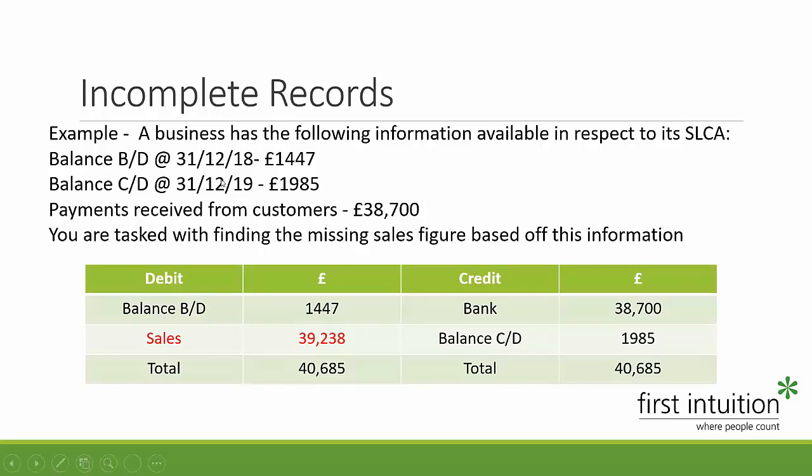And then the balance carried down is of course going to be what should be the balancing figure come the end of the period. Now in this case, what we're essentially doing is finding another balancing figure. So the key element here is what we've been told, which is the payments received from customers, which in this instance is 38,700. So when we are originally going to record this entry, of course, we're going to debit the bank account to signal the money coming in.